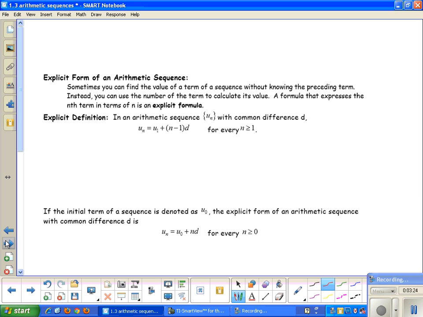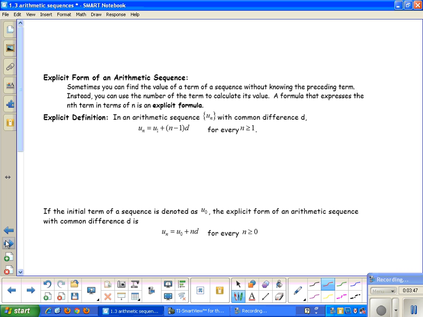For the explicit form of an arithmetic sequence, sometimes you can find the value of a term of a sequence without knowing the term preceding it. Instead, you can use the number of the term to calculate its value. A formula that expresses the nth term in terms of n is called an explicit formula, because if you wanted to find the 20th term, you should be able to plug 20 into your equation for n and then figure out what it is.